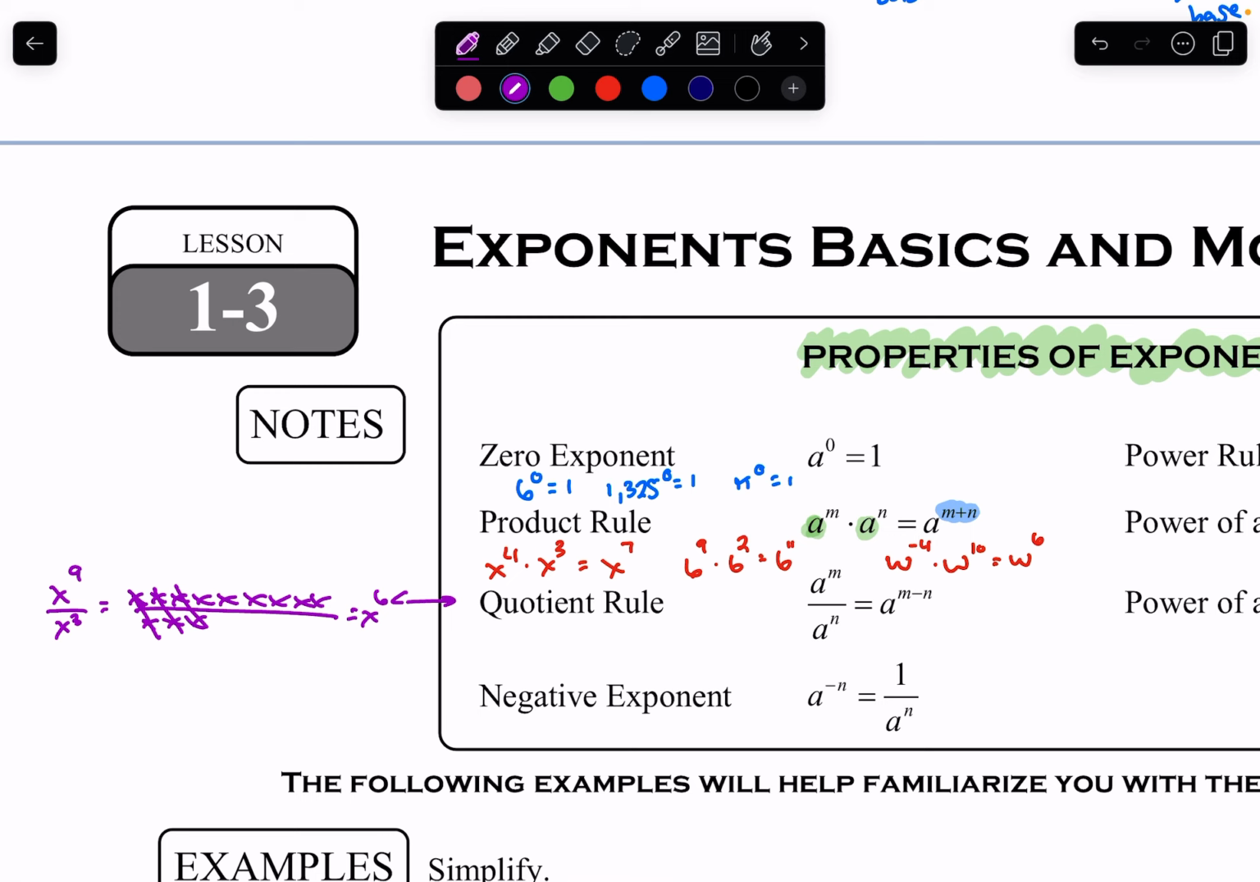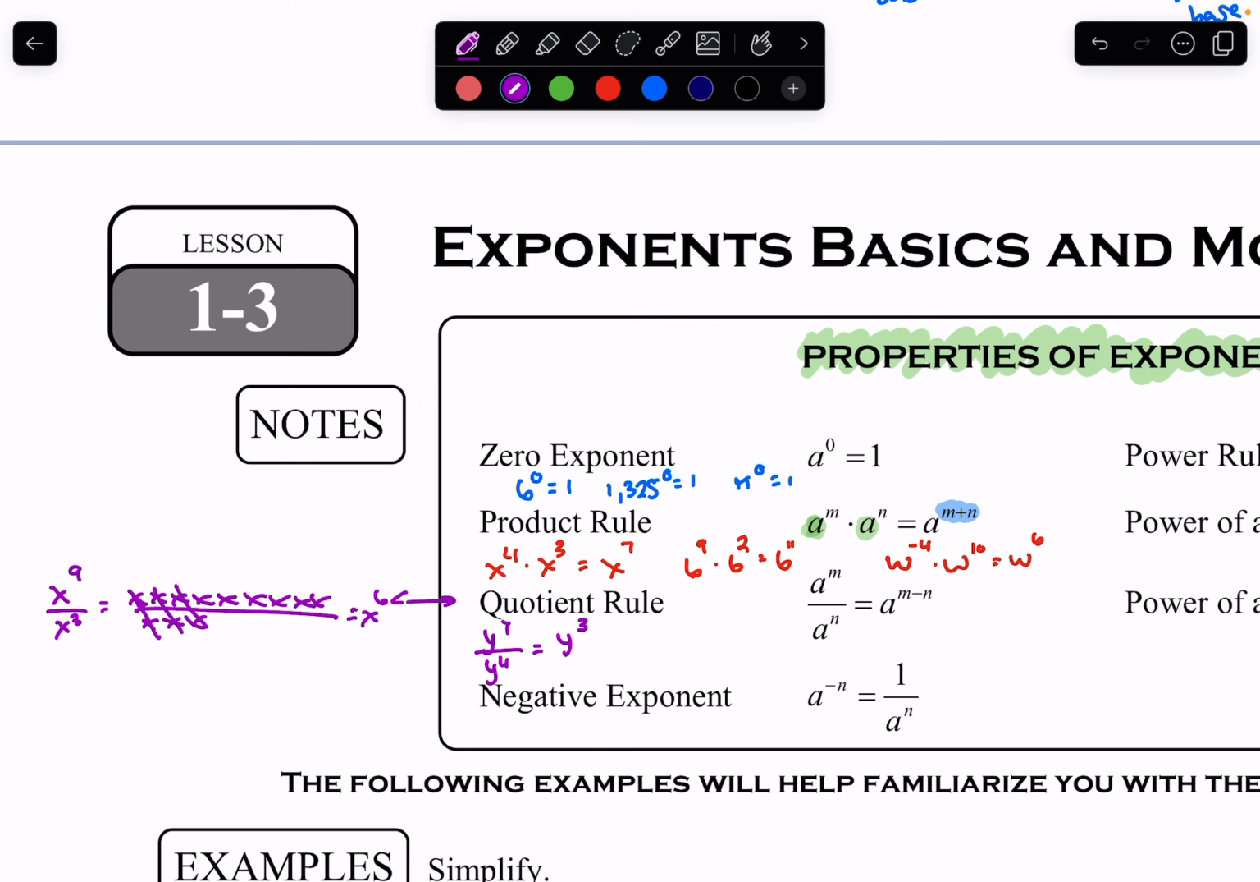So let's say I've got y to the 7th over y to the 4th. I've got a bigger number of y's on top. I've got 7 of them. I've only got 4 of them on the bottom. So when they cancel, I'm going to be left with 3 y's on the top.